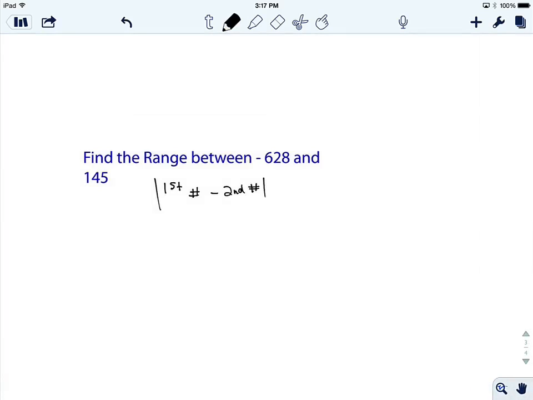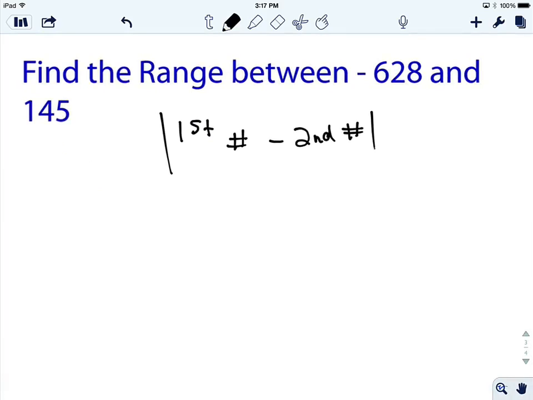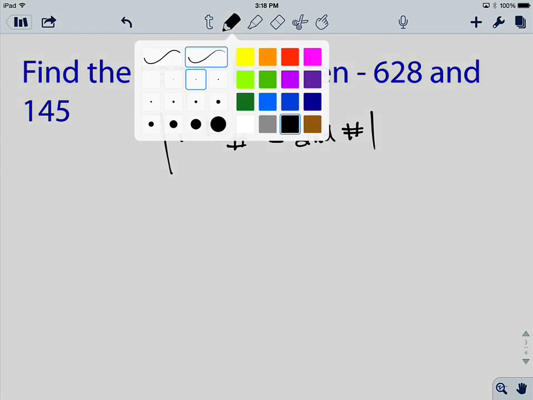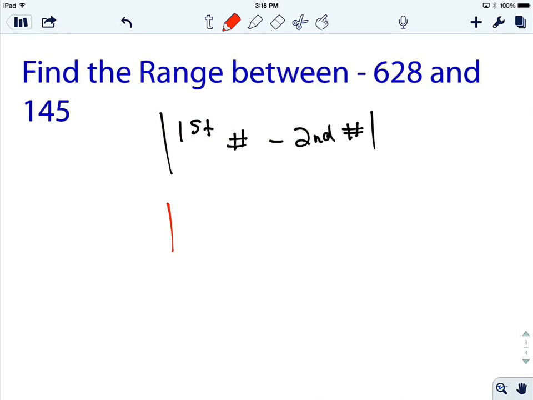So we have two numbers here. Find the range between negative 628 and 145. We're just trying to find the range. How many spaces are between these two numbers? So what I'm going to do is write these numbers in. It doesn't matter the order, as long as you do it correctly. So the absolute value of my first number, negative 628, minus 145. So we're always subtracting no matter what.